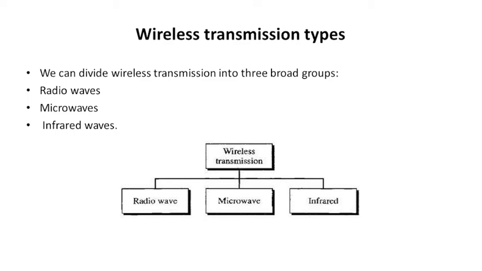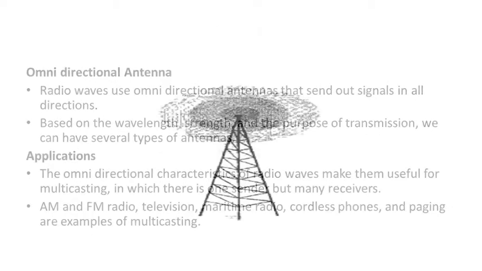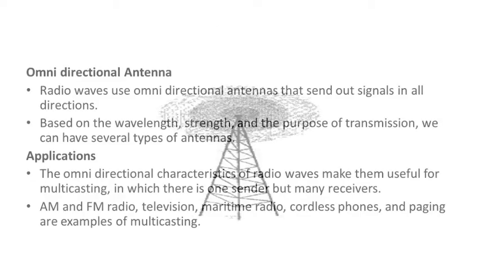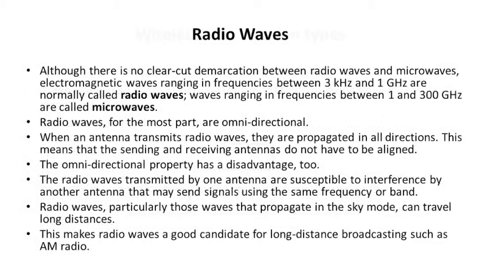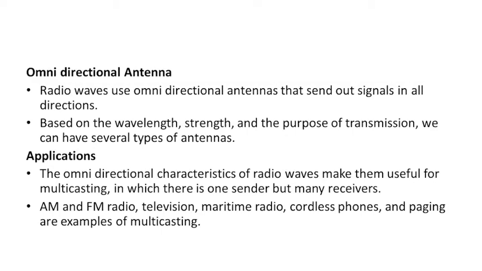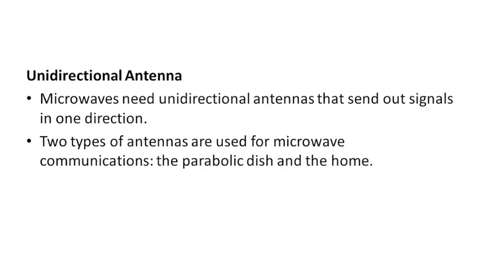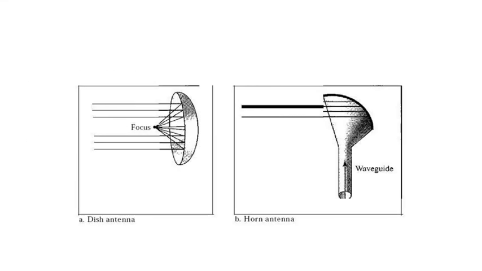Wireless transmission media. We have already discussed the three: radio waves, microwaves and infrared waves. Unidirectional antenna. Microwaves need a unidirectional antenna that sends out the signals in one direction. There are two types of antennas used for microwave communication: parabolic dish and horn.